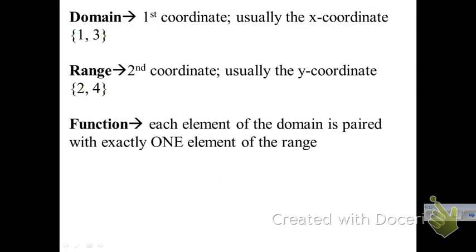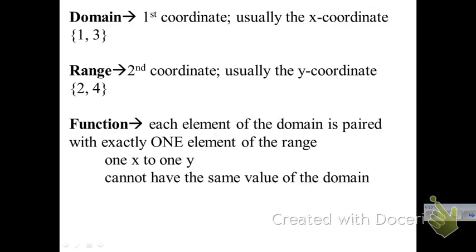A function is when each element of the domain is paired with exactly one element of the range. And there's a couple other ways to write this. You can say that there's one x for every one y. And then I like to use this. You cannot have the same value of the domain, and sometimes I say that all domain values must be different.